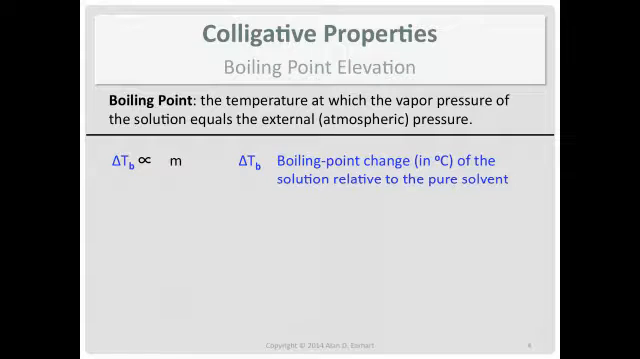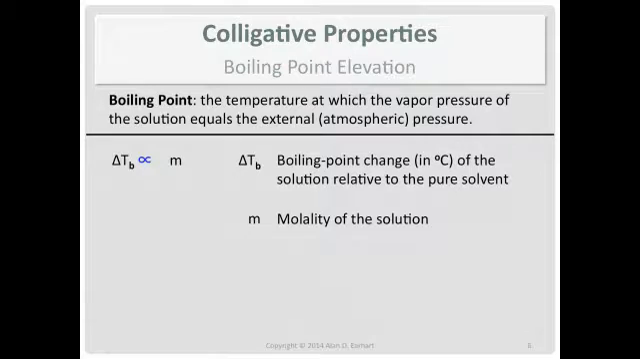You've got a boiling point of the solvent, and then we're looking at solutions. What's the new boiling point of this solution? So this formula will let us calculate the change in the boiling point. It will not let us calculate the new boiling point, just its change. And then the lowercase m is what we used before. It's the molality, the molal concentration.